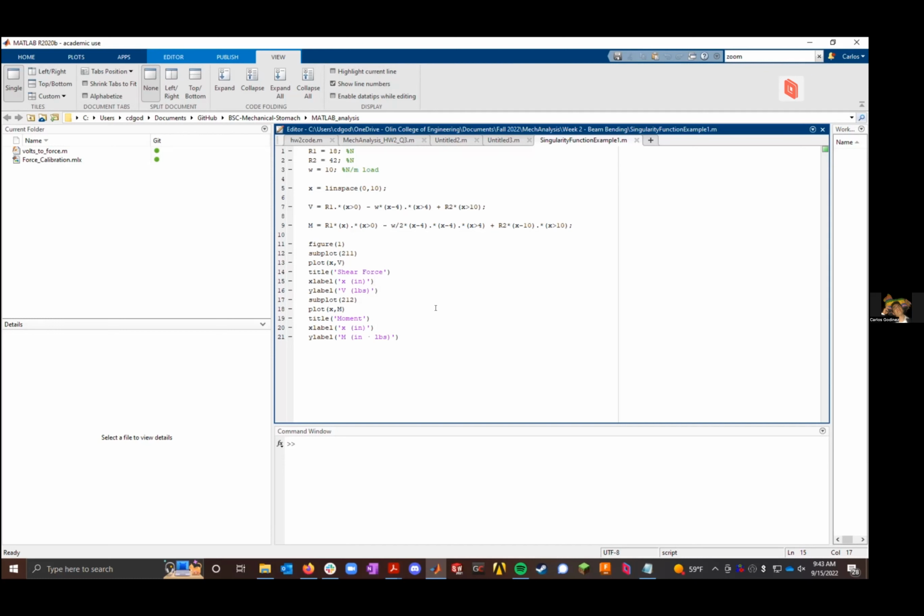So I go over there. When I get to 4 meters, I now have a distributed load that goes across to the end of the beam. So that's great because I don't have to worry about adding an additional term that would turn it off if the distributed load ended any sooner.